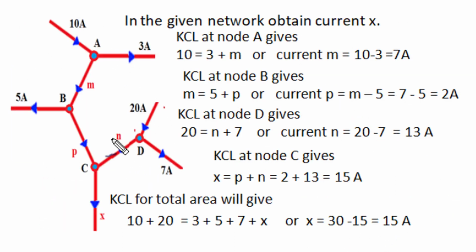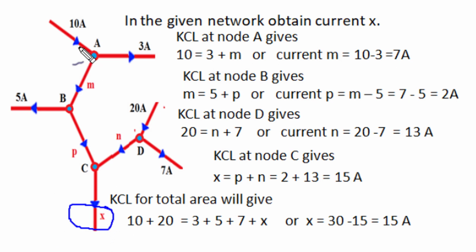This complex network consists of 4 nodes and 9 branches. We have to find out the current of this branch leaving junction C here. At first sight, the 2 incoming currents P and N are not known to us, so it looks very difficult to find out X. But if we apply Kirchhoff's current law to all junctions, we can find out first the value of P and then the value of N, and finally we can find out the value of X.